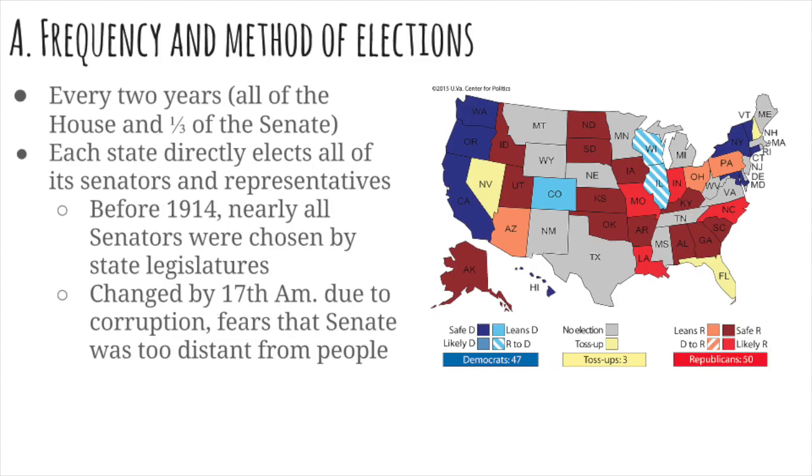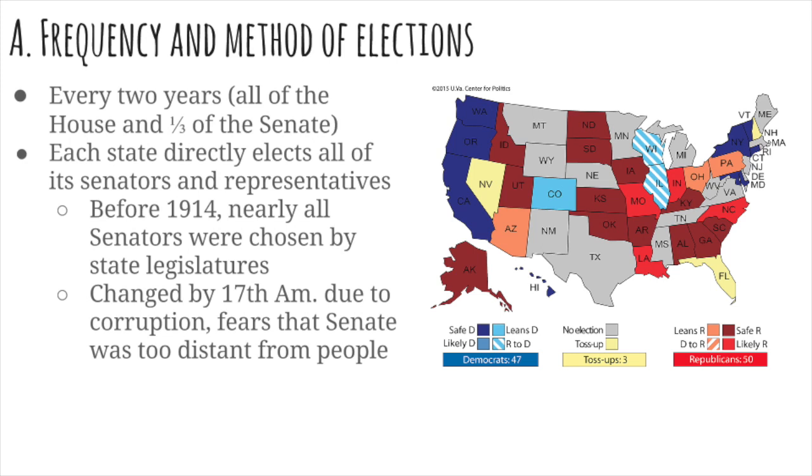Now, in our first topic, we'll talk about how frequently and how people are elected to the United States Congress. As you know, senators are elected on 6-year terms, but they're cycled so that a third of them are up for re-election every 2 years. House members are re-elected every 2 years. So there are federal elections every 2 years in the United States. Each state directly elects all of its senators and its representatives. So each state has elections where you choose who your people are in the United States Congress.